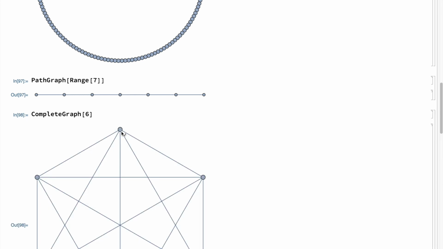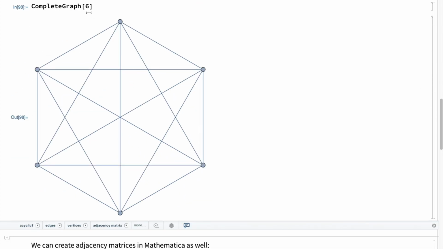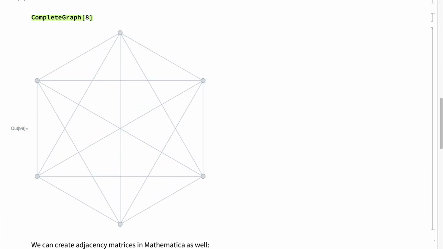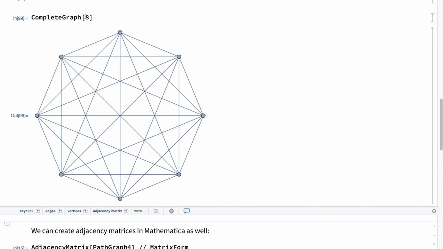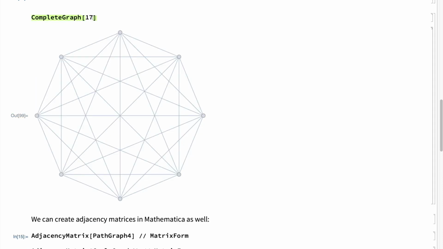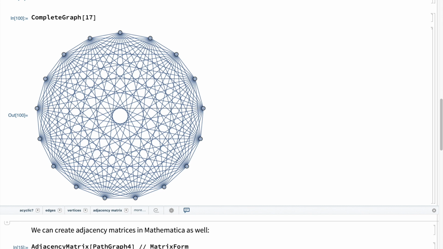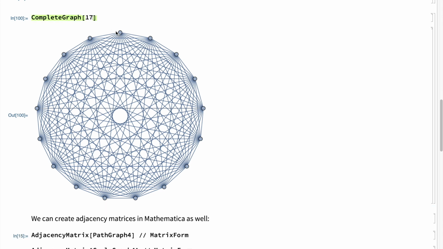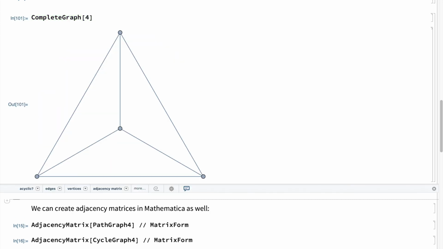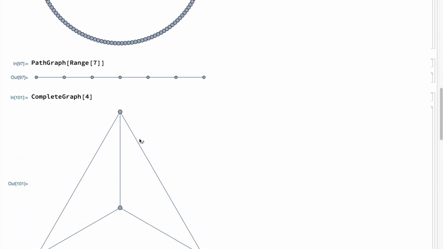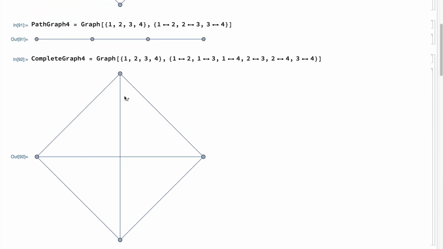Similarly, we can get the complete graph with 6 elements, or 8 elements, or 17 elements, and you see that complete graphs are really beautiful. We'll go back to 4 for the moment and just note that we get a different drawing, but we can tell that every one of the 4 vertices is connected to all 3 others. So actually this is the same graph as this one.